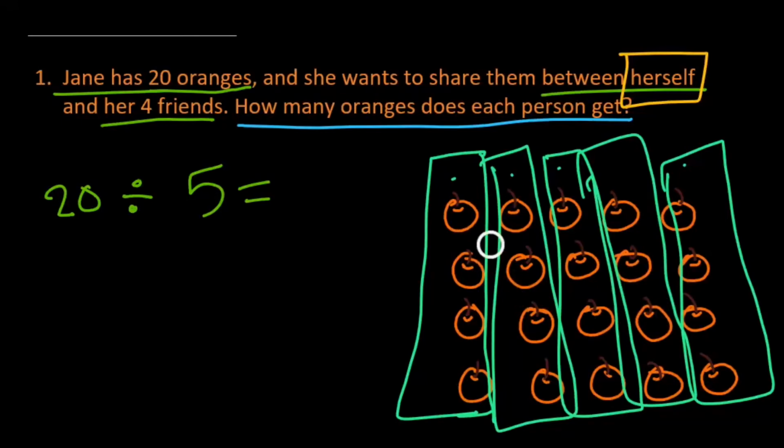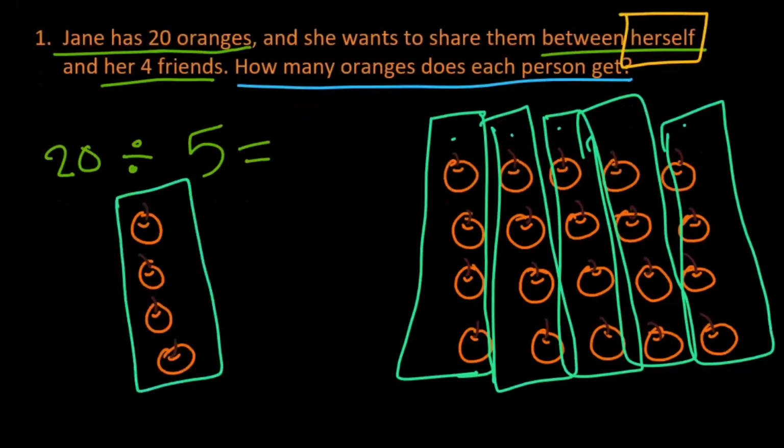But now we have to count how many oranges are in each group. One group means just one of these boxes, not all of them, just one. So now we count how many oranges are in each group, or box, if you want to call it box. So now let's just count. We have 1 orange, 2 oranges, 3 oranges, and 4 oranges. So 20 divided by 5 is equal to 4 because there are 4 oranges in each group.